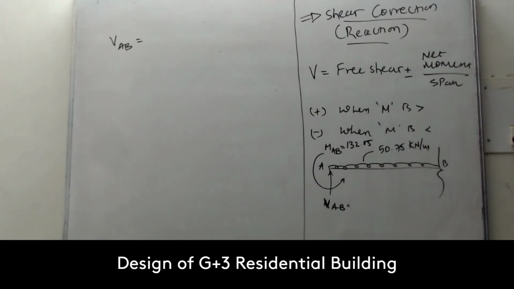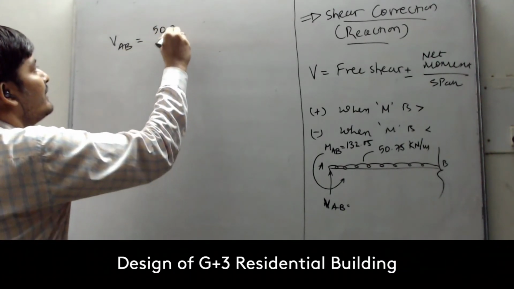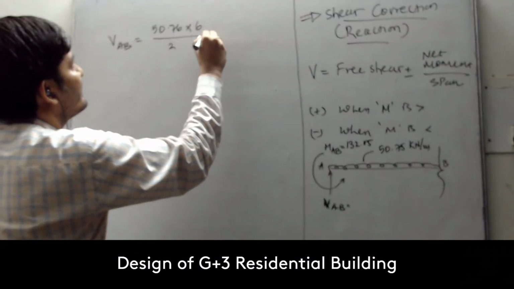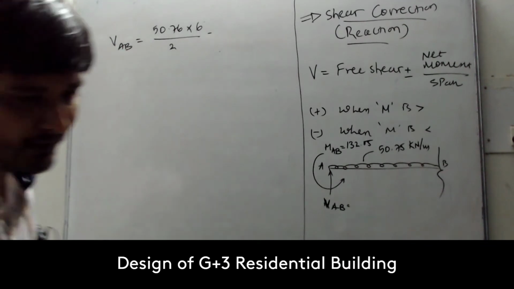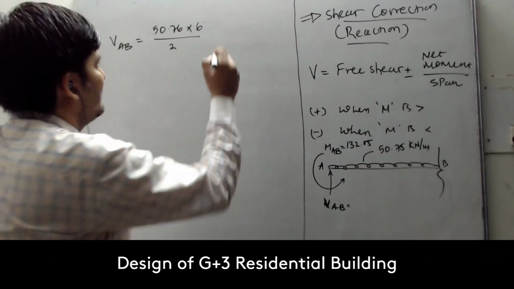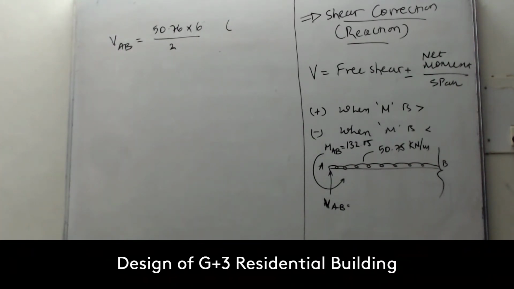So W into L by 2, where W is 50.76 multiplied by L is 6 meter divided by 2, so that is the shear force acting at point A, plus or minus, right? Now plus or minus, we keep it as it is for the moment. So we have two moments. If you need to see the moment distribution table, you need to see the span AB and BA.